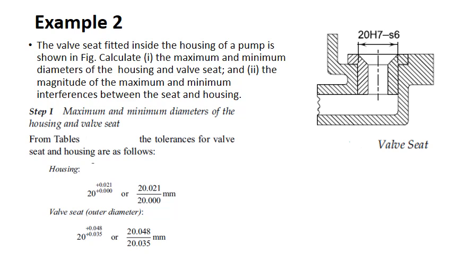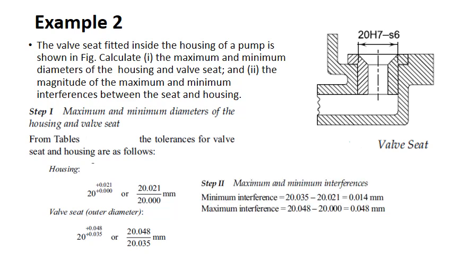How do you calculate the maximum and the minimum interference? Unlike clearance, you should understand the meaning of the interference here. The overlap, right? When will you have maximum overlap and minimum overlap? Minimum interference is possible when you manufacture the valve seat to its lower limit and the housing to its upper limit. You will have minimum overlap, right? That is, at maximum clearance, you will have minimum overlap. And at minimum clearance, you will have maximum overlap, that is interference.